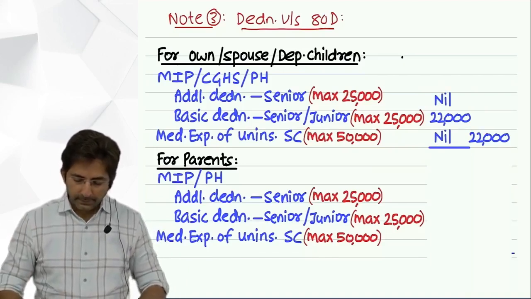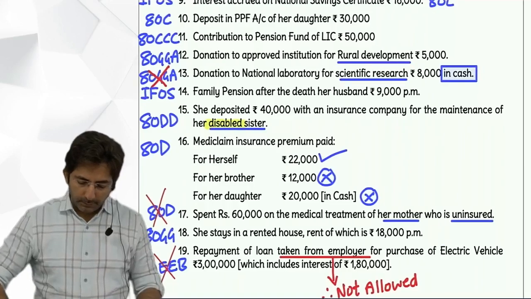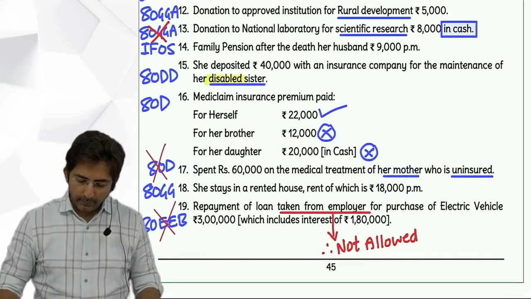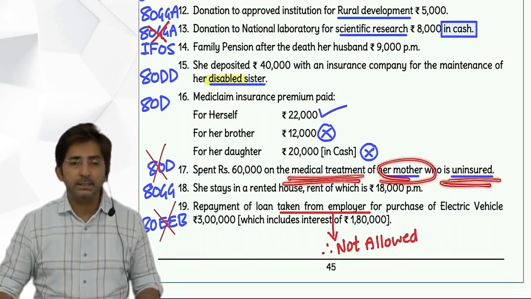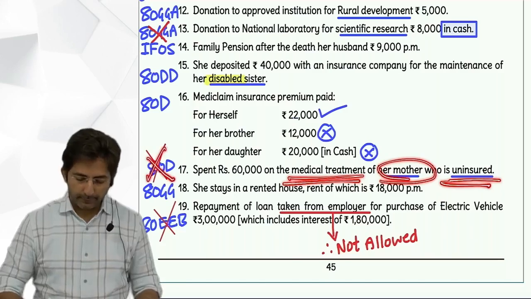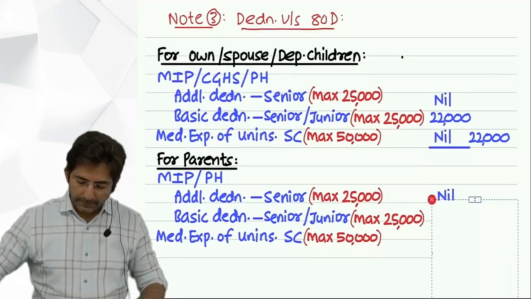Then for parents, see, in our question in parents, we had only mother's medical treatment uninsured, but she is not a senior citizen. So this was disqualified. So we don't have anything in parents. So the whole parents area will be 0.